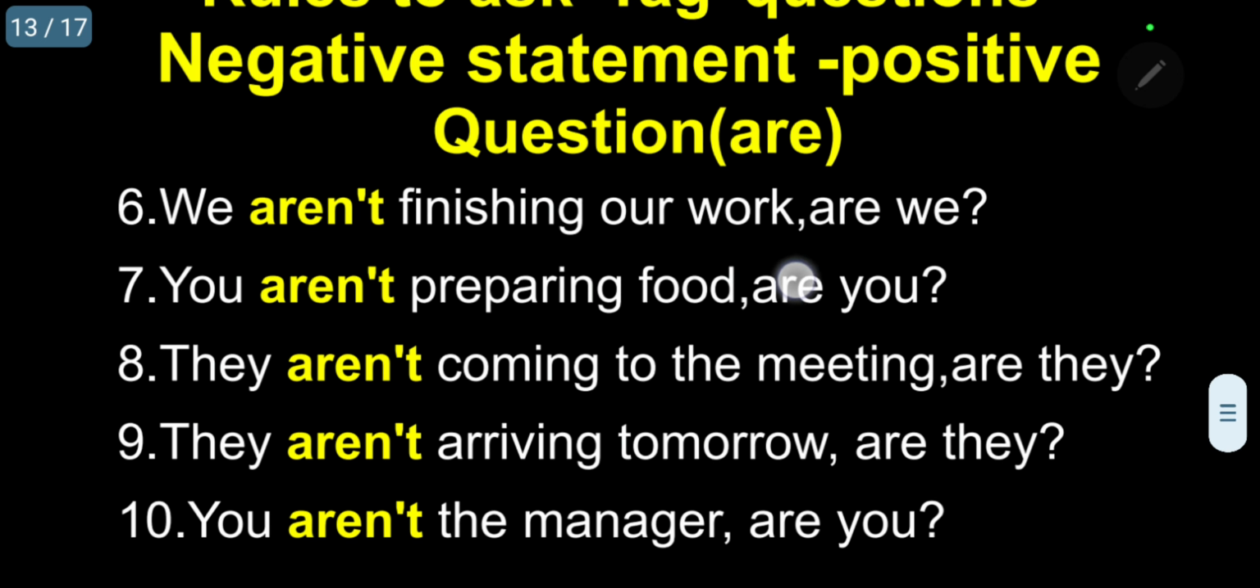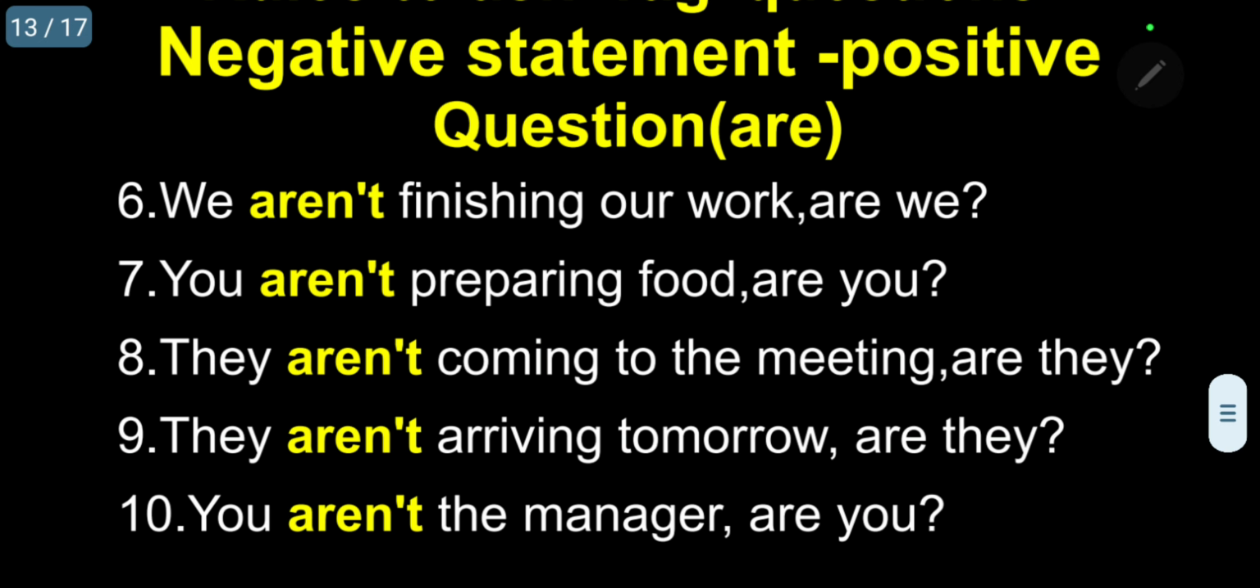5 more. We aren't finishing our work. Are we? You aren't preparing food. Are you? They aren't coming to the meeting. Are they? They aren't arriving tomorrow. Are they? You aren't the manager. Are you? In all these 10 sentences, I am using are as the auxiliary verb in the negative form in the statement, whereas in the tag question, I have raised the positive mode.